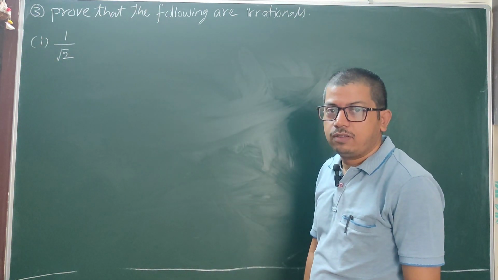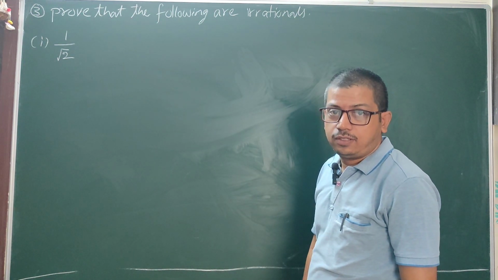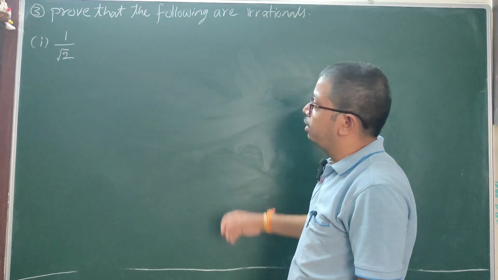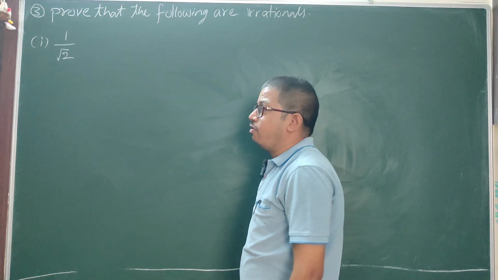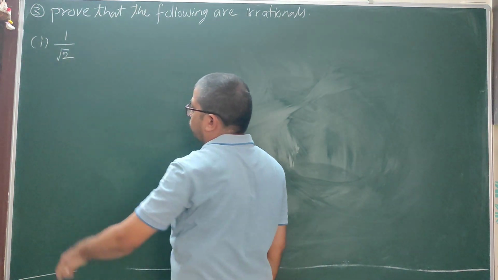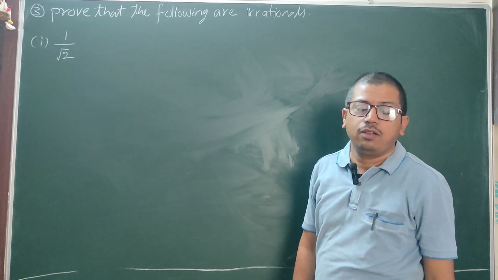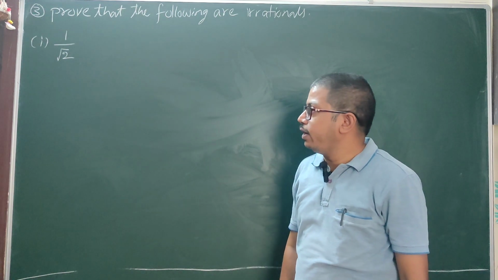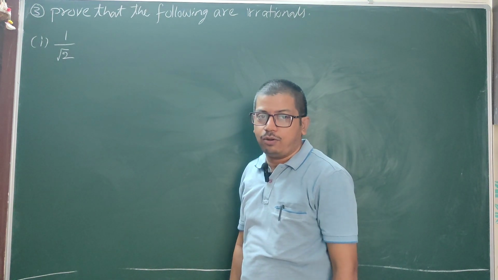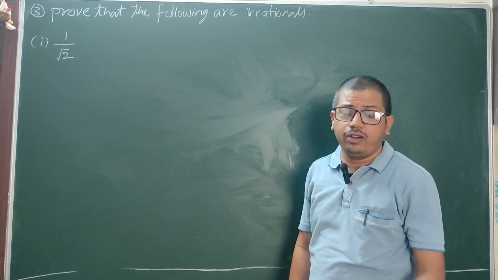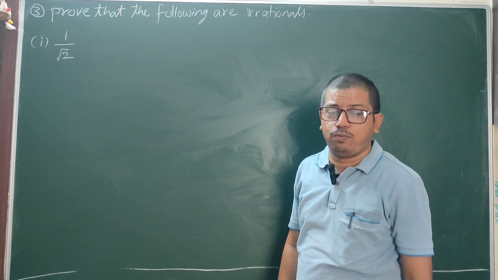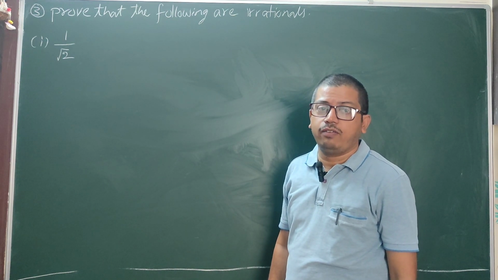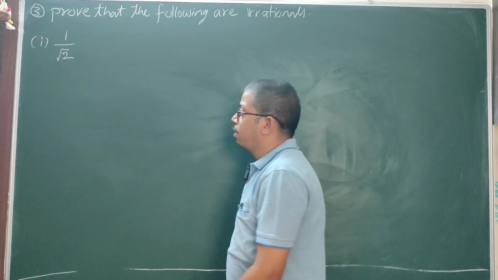So now, third question. Prove that the following are irrationals. In that we have first one is 1 by root 2. We have to prove 1 by root 2 be irrational. So by seeing root 2 in denominator, we need not get confused. It's very easy to prove. And of course, it may come for even 8 marks.